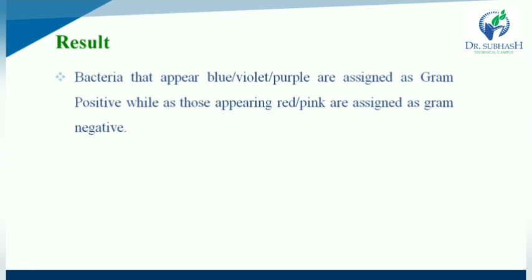Bacteria that appear blue or violet or purple are assigned as gram positive bacteria, while those appearing red or pink are assigned as gram negative bacteria. So bacteria that appear in blue, violet or purple color are called gram positive bacteria, while bacteria that appear in red or pink color are assigned as gram negative bacteria.